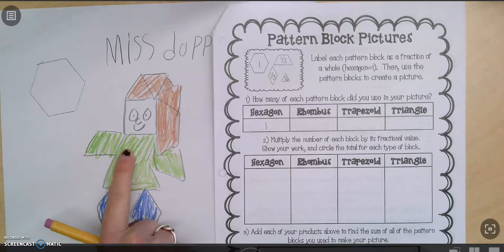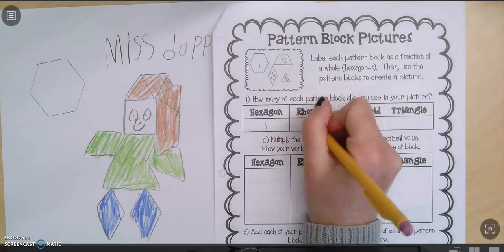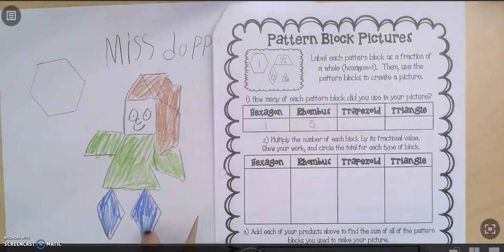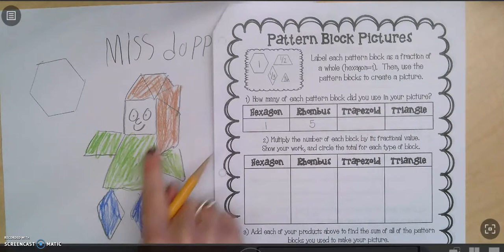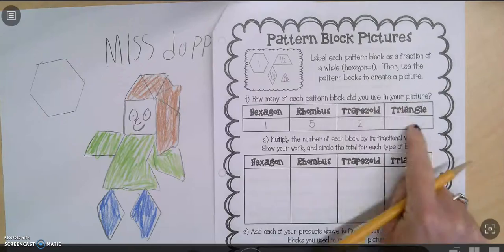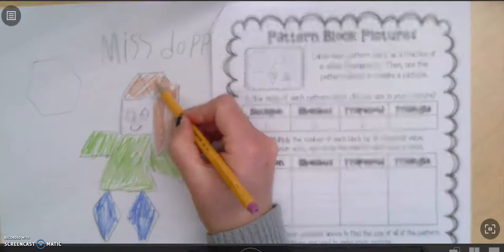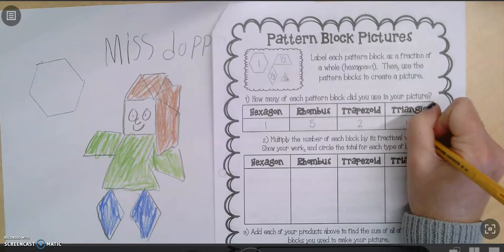The top part of my dress and my neck here would be 2, 3, 4, 5. If you notice, they're not all blue. That's okay. Your colors can be different. Trapezoid pieces, I have the bottom part of my dress here as 1 and part of my hair as 2. And triangle pieces, I have 1, 2, 3, 4 triangle pieces represented in my picture.